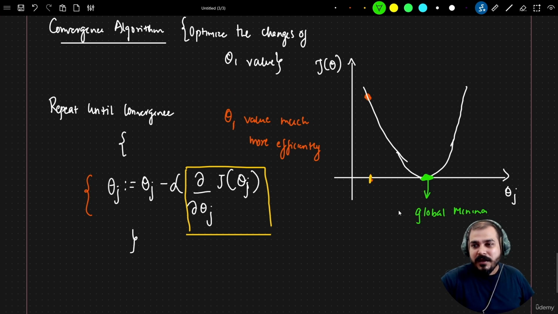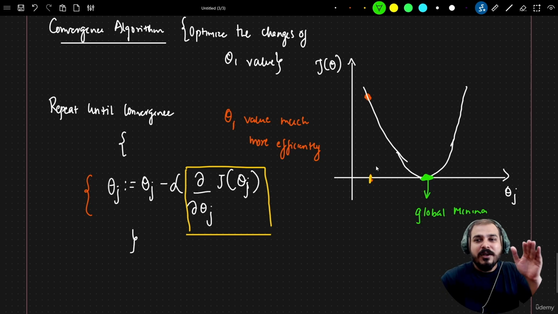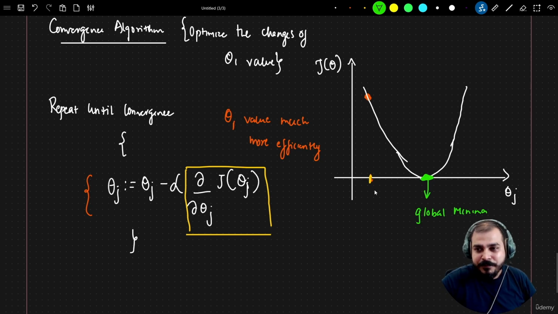I got J of theta, but I have to make sure that I come to this specific one. My J of theta should come to this point so that my cost will basically minimize, right? Now, how do I make the changes to theta j such that my J of theta will come over here? That we are going to look at.